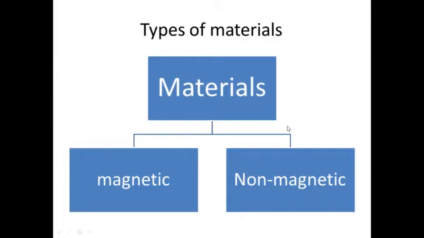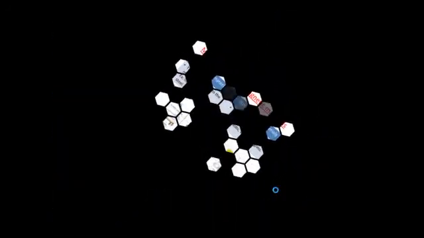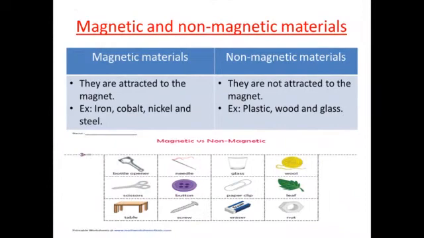Not all materials are attracted to the magnet. There are some materials that are attracted to the magnet, which are called magnetic materials, and the materials which are not attracted to the magnet are called non-magnetic materials. Magnetic materials are like iron, cobalt, nickel, and steel. Non-magnetic materials are all the other materials, except the magnetic materials.